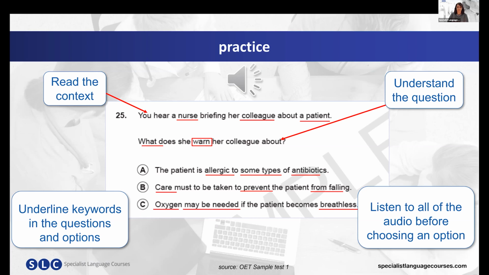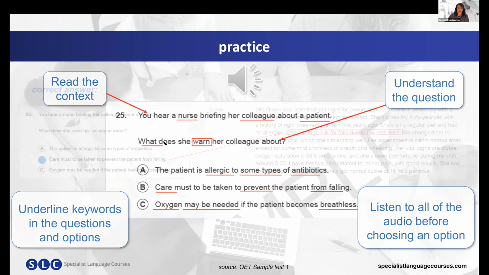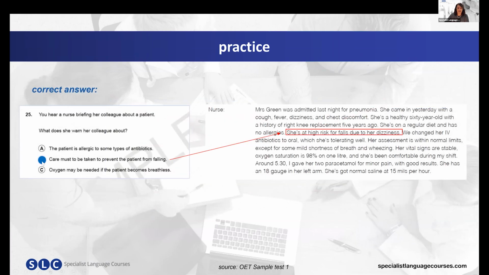All right, so let's take a look at those answers together. So we can see that in this case, B is the correct answer. So if we look at the transcript, care must be taken to prevent the patient from falling. She is at high risk for falls due to her dizziness. So here we've got high risk and falls.